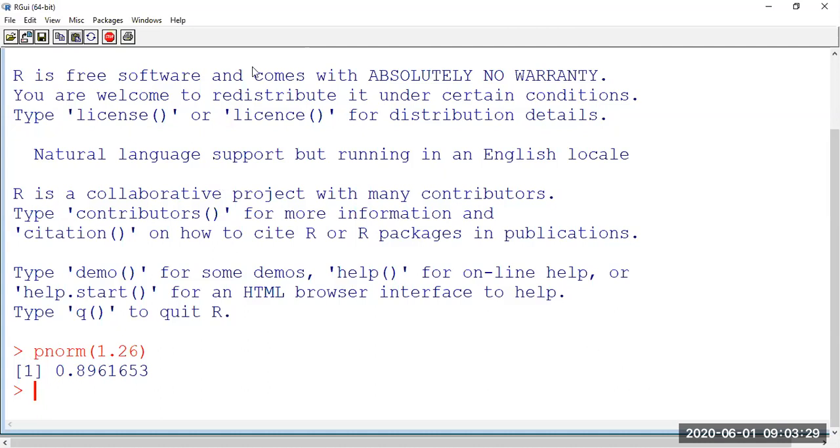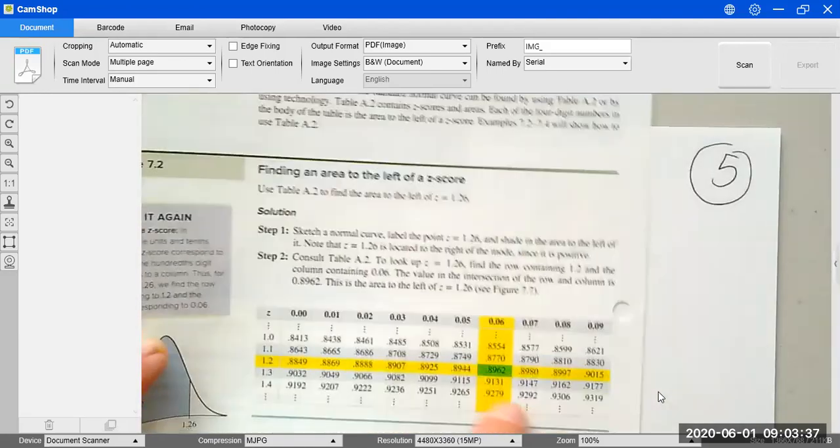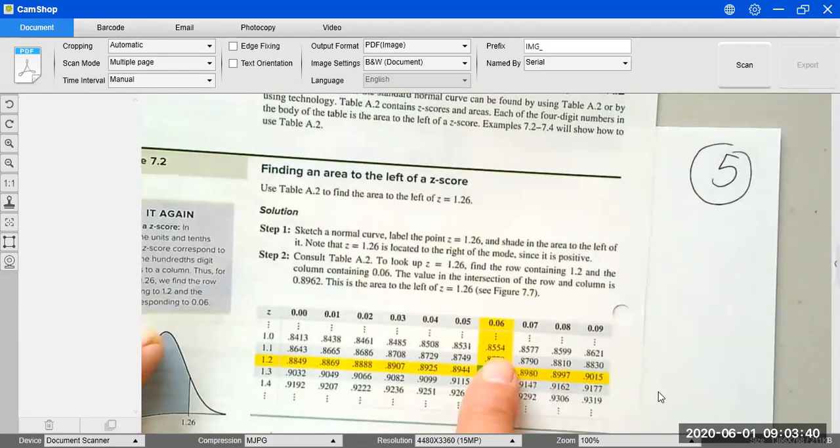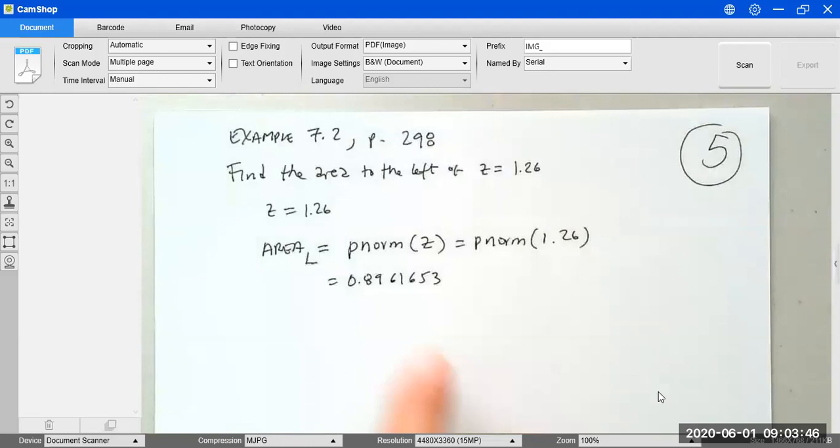So that's the area to the left. If you check the book, you're going to see that the area that they found is at the intersection of these two yellow stripes, so it's 0.8962. So, or you just use R and you get the result. So now we're going to work the next example.